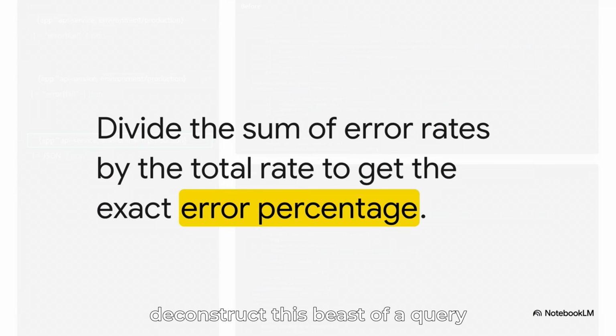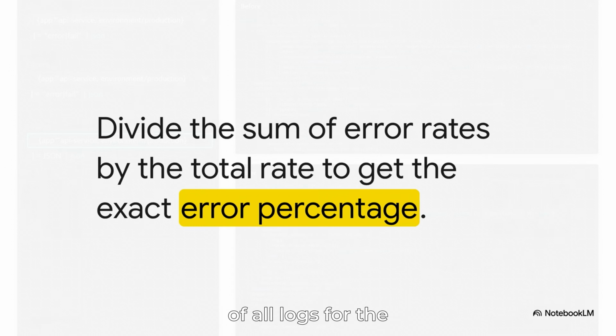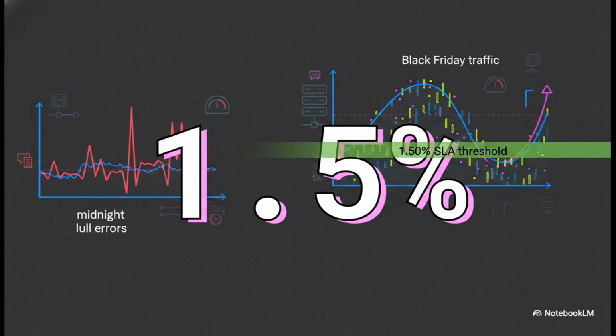Okay, let's deconstruct this beast of a query, nice and slow. We want to find the percentage of errors compared to total requests over the last 5 minutes. On the first half of the division, we calculate the sum of the rate of logs specifically containing the word error. Then we divide that number by the sum of the rate of all logs for the payment app generated in that exact same 5-minute window. Finally, multiply the whole thing by 100, and you've got an exact, dynamic error percentage. And the result? A clean metric, like 1.5%.